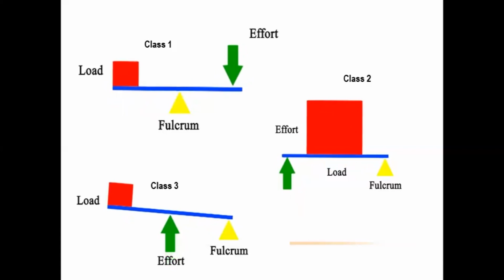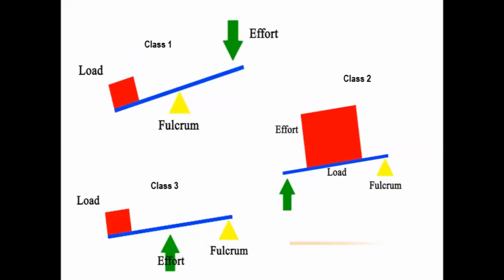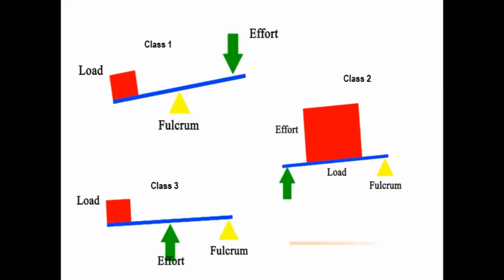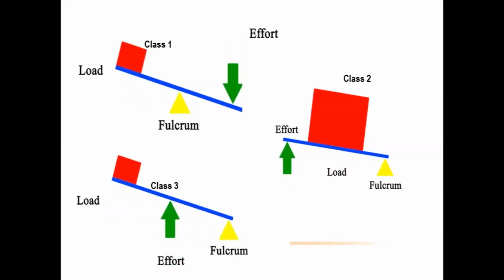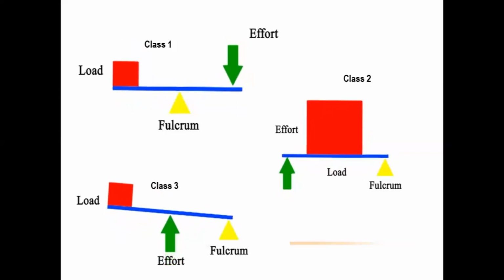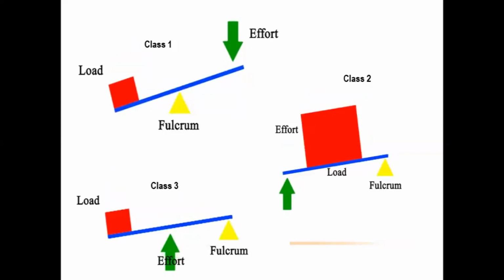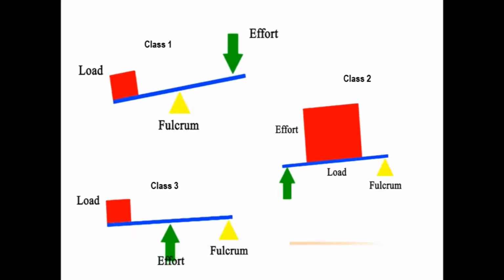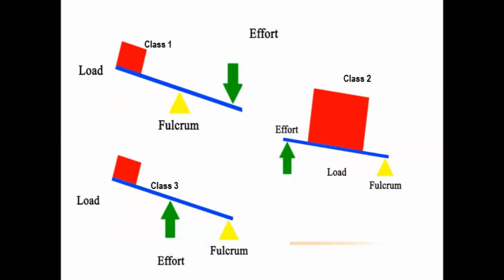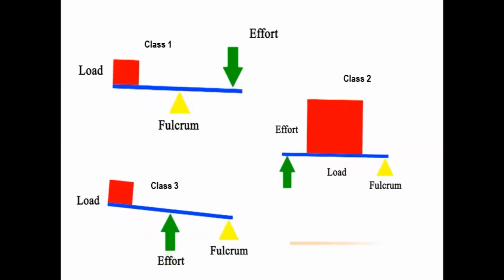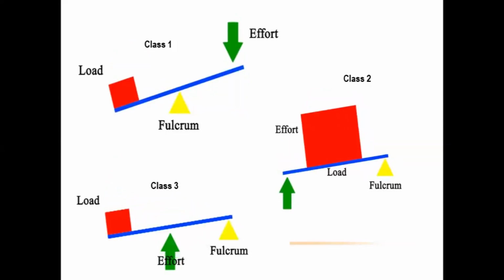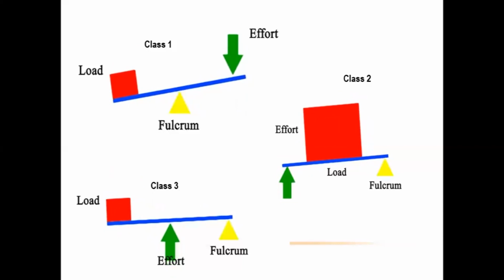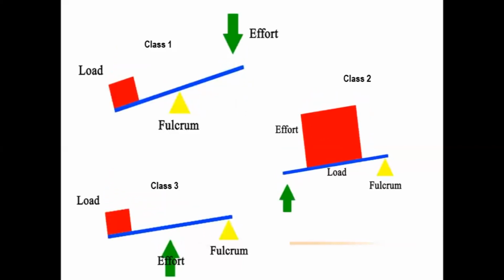But how to remember this? What comes in the middle is what you should be concerned about. Let's go from 3 to 1. In 3, effort is in the middle. In 2, load is in the middle. In 1, fulcrum is in the middle. Let's take the first letter of all these three words: E-L-F, elf. I think you're all very familiar with this mythological creature, elf. So 3, 2, 1 is elf. In 3, effort is in the middle, in 2, load is in the middle, and in 1, fulcrum is in the middle. So this is one easy way to remember the structure of class 1, class 2 and class 3 levers.